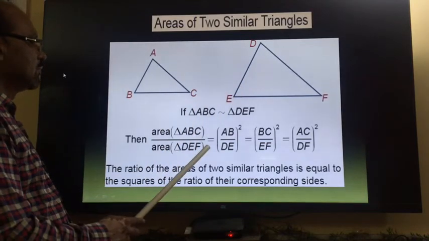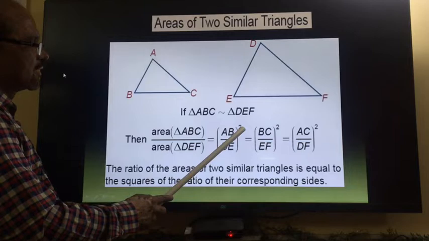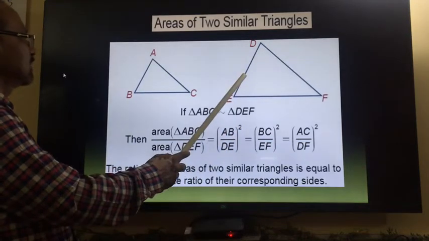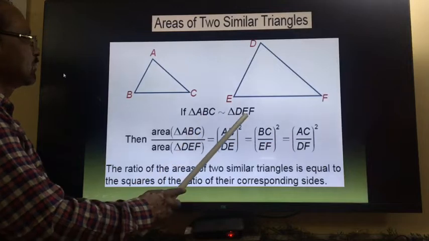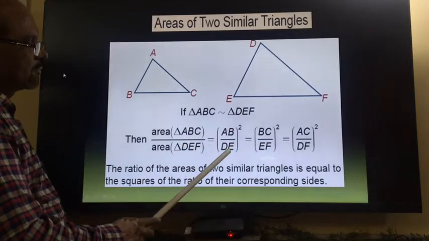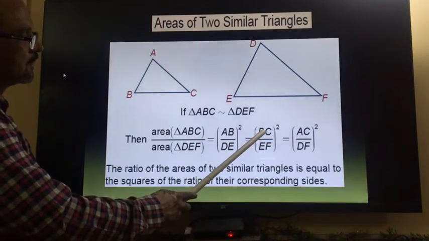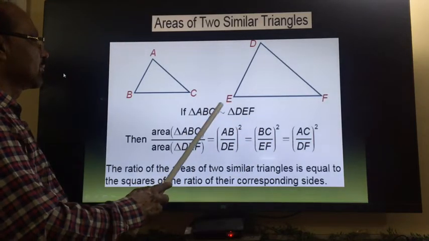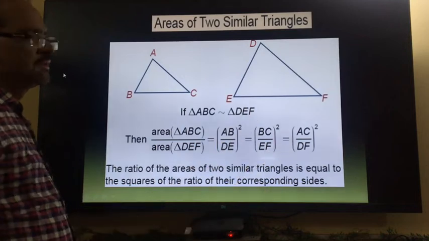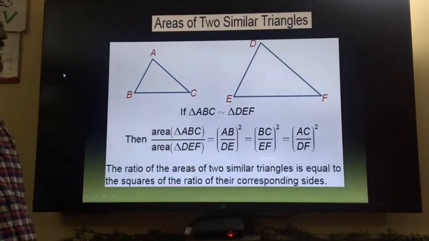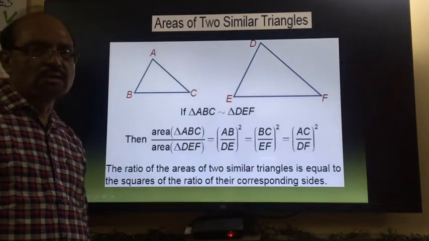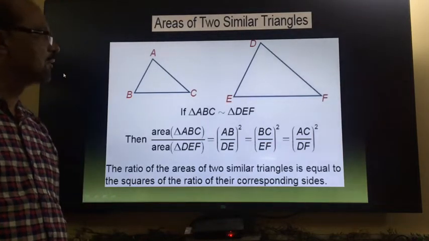So this will be equal to the ratio of the squares of their corresponding sides. So AB corresponds to DE, BC to EF, AC to DF. So AB upon DE whole square is equal to BC upon EF whole square and AC upon DF whole square. So this is the area theorem. So these were the theorems I taught you in the previous video.